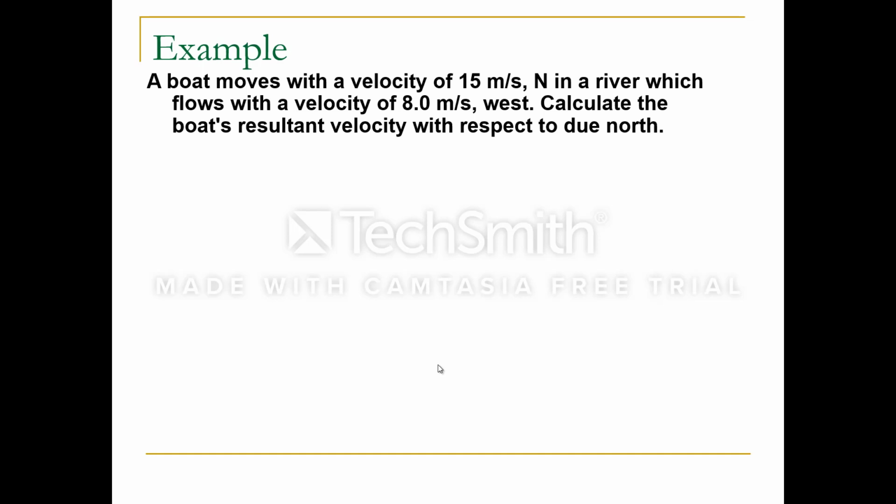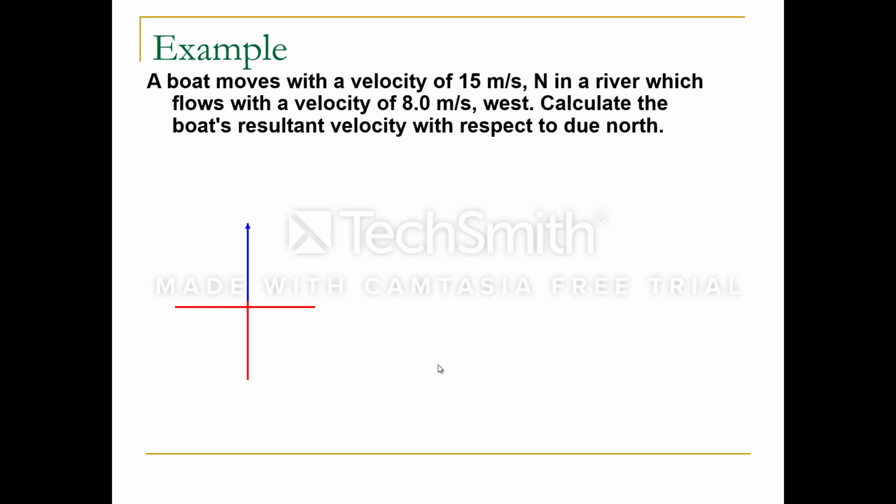All right, so the next thing we want to do is with velocity. So we've been doing it with meters. Now I want to do the same thing with velocity, and it works the exact same way. Here you have a boat that moves with a velocity of 15 meters per second north in a river which flows with a velocity of 8 meters per second towards the west. Calculate the boat's resultant velocity with respect to due north. So they're telling you your reference. Again, draw your picture.